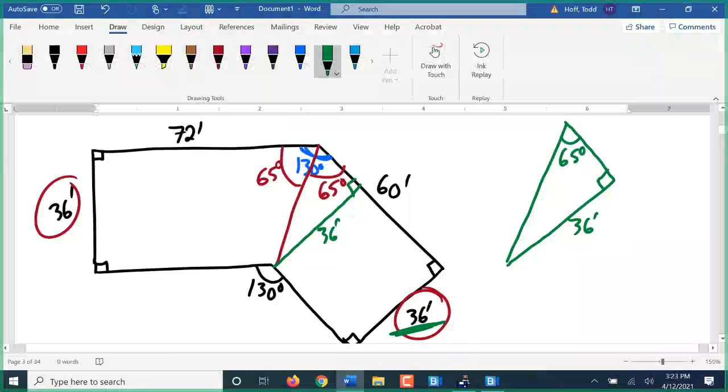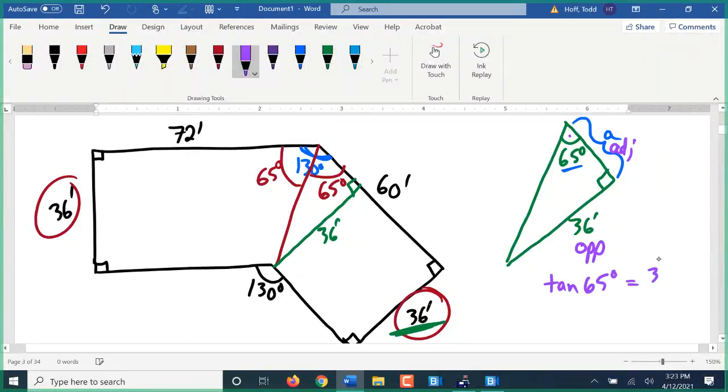What I need to find is that distance. Call that distance A for now. Well, according to my 65, A is what side of that triangle? Right next to it. 36 is the opposite. We are dealing with a tangent. Tangent of 65 degrees equals the opposite side of 36 feet over the adjacent side, which is A.